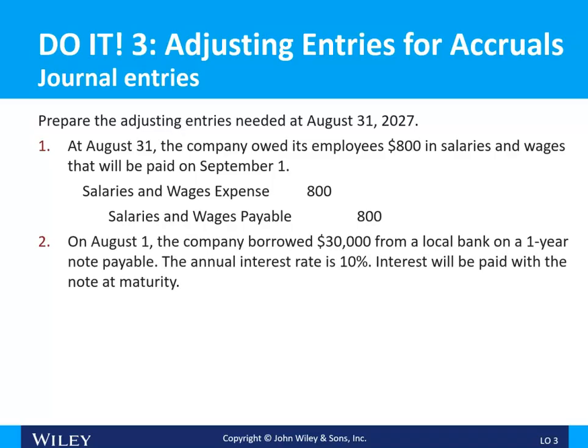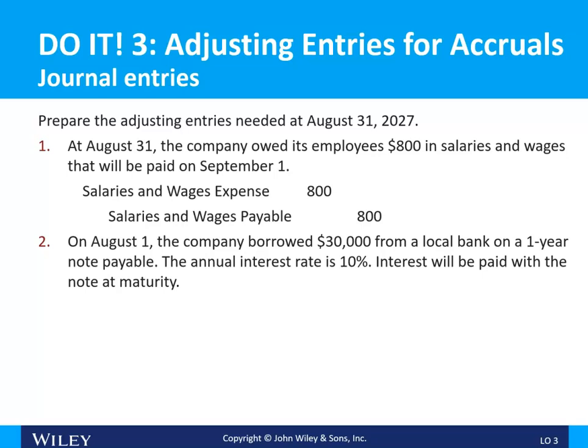But be aware that some of the questions may give the number of days and the amount, the number of people, that type of thing. The next one, the company borrowed $30,000 from a local bank on a one-year note payable. The annual interest rate is 10%. Interest will be paid with the note at maturity, which means that the interest will be paid at the end of 1 year. When we pay back the $30,000, we'll add the interest to it.